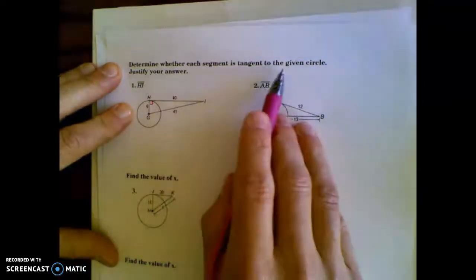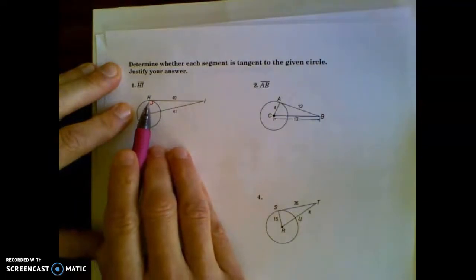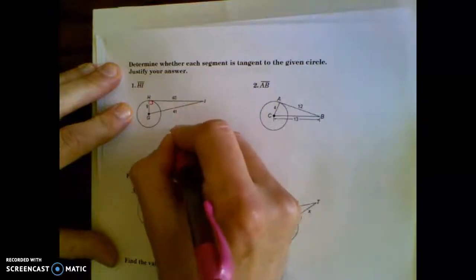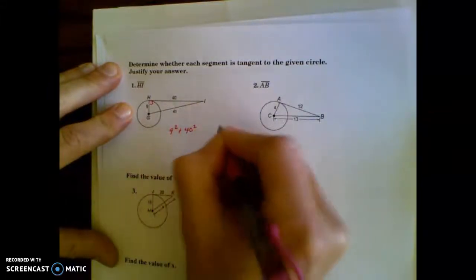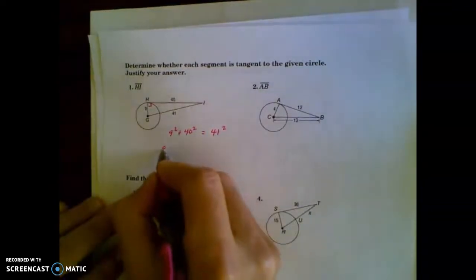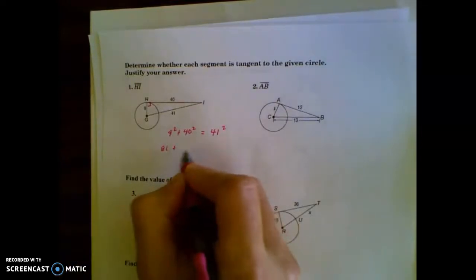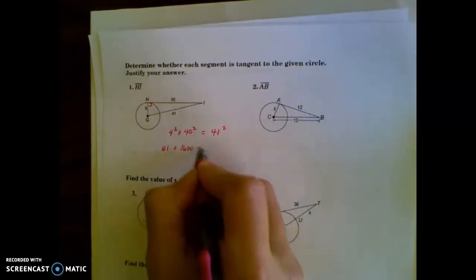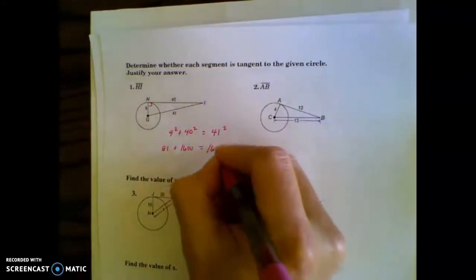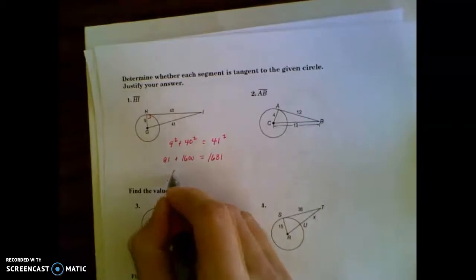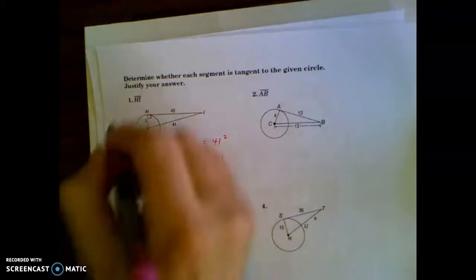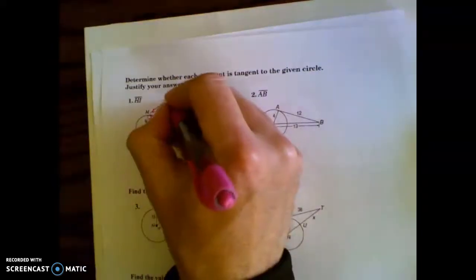Determine whether the segment is tangent. So if you don't know if they're tangent, it should be a right angle, which means it should fit into Pythagorean theorem. So 9 squared plus 40 squared should equal 41 squared. So again, this is going to be 81. This is what, 1600? 41 squared, that's 1681. So when I add those together, 1681 is equal to 1681. So that means that that line has to be tangent. Must be tangent.